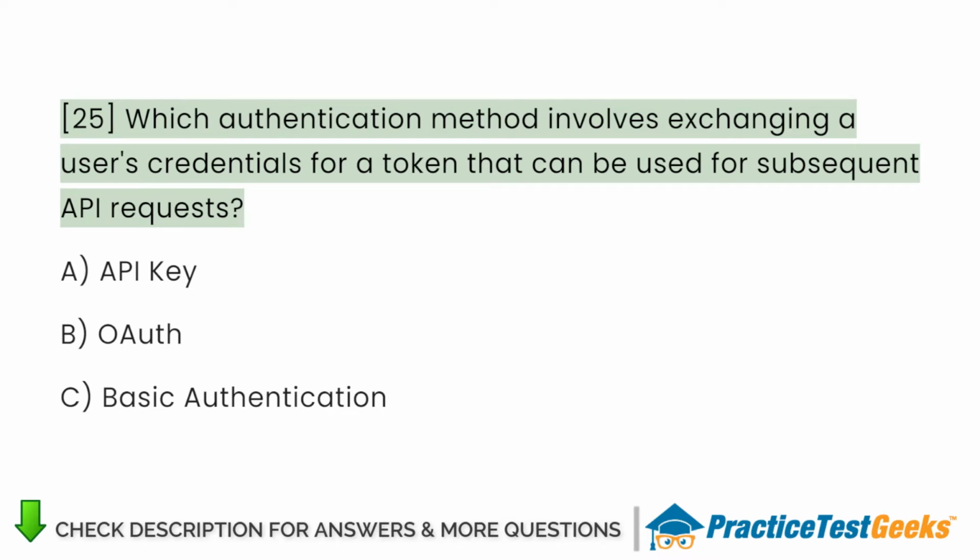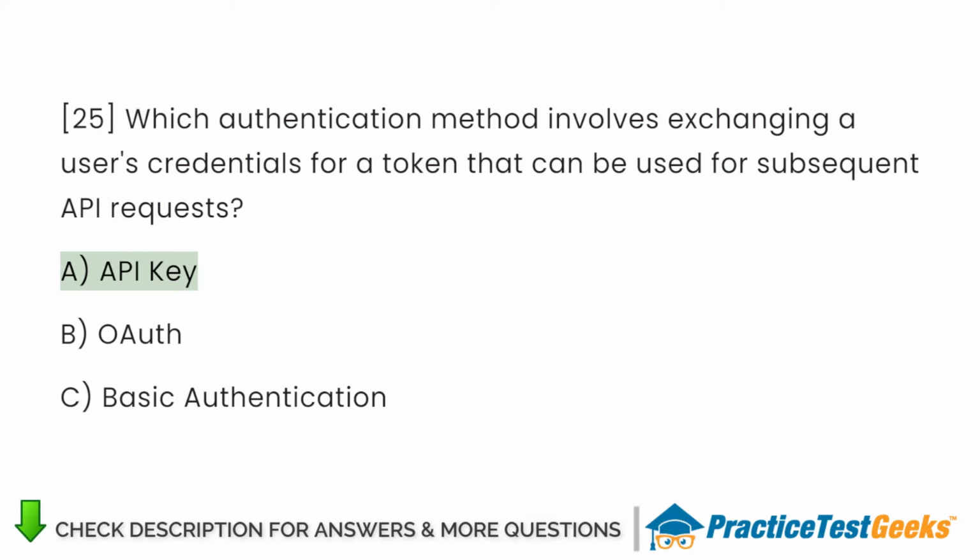Which authentication method involves exchanging a user's credentials for a token that can be used for subsequent API requests? A. API key. B. OAuth. C. Basic authentication.